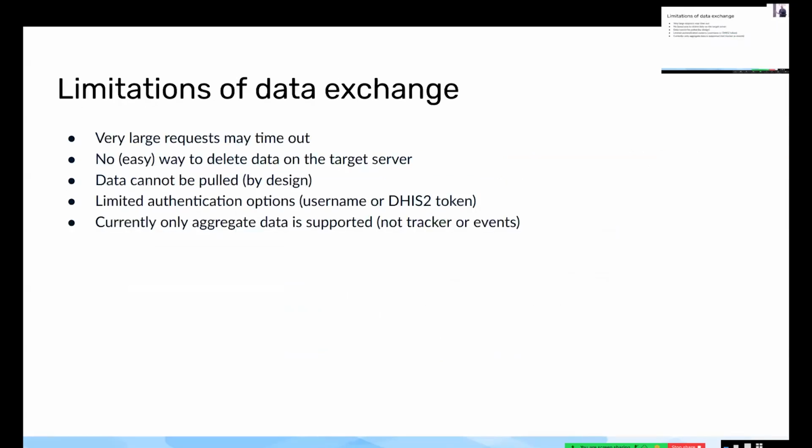I wanted to include some limitations that we found thus far. Very large requests may time out. And what is large? That's hard to say, right? It depends on a lot of factors. I'm just going to say large can mean many data elements. It can mean many data items. It can really depend. But what we have seen is that very large requests may take too long, particularly if you're using the app. What will happen in the app is after a certain amount of time, the server will time out, right? The reverse proxy server will time out, and you'll get an error in the browser.